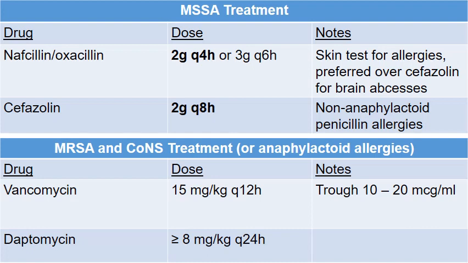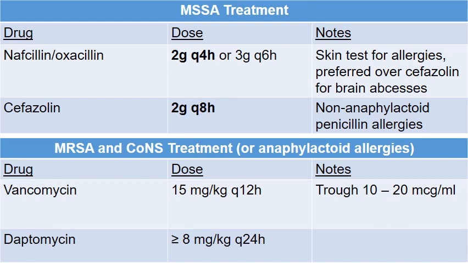So here are the doses you can use for either MSSA or MRSA and coagulase negative staph. For MSSA, similar to our other discussions about bugs and drugs, the first line agent is usually a penicillinase resistant penicillin, that is nafcillin or oxacillin. The dose is 2 grams q4 hours, similar to the ampicillin dose that we saw for streptococci. If you're worried about the patient having an allergy, you can use a skin test.